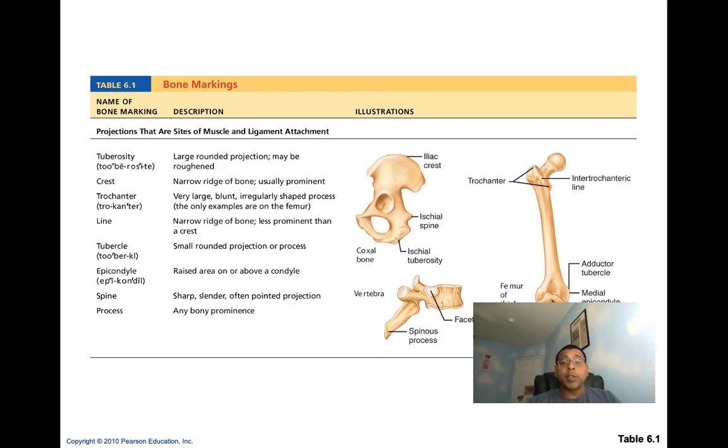Next then we have the term trochanter. Here are the two trochanters you have to know about. Trochanters are very large, blunt, irregularly shaped processes. These are the only two you have to know about, the ones on the femur.